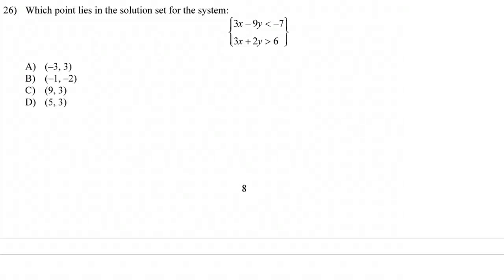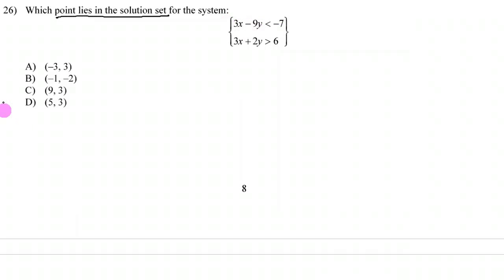Alright, so this one's asking to find which point lies on the solution in the solution set for the system. So we have a system of inequalities, but whether it's inequalities or equations, if you remember what it means to lie in the solution set, or if it's a point, meaning if it's a solution, is if I substitute it in or plug it in, it works. That's all it means.